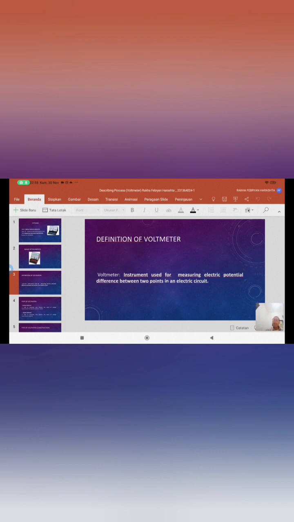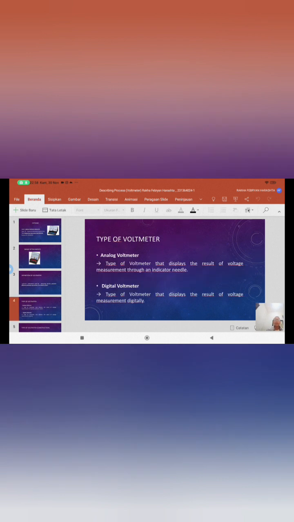Now let's turn to the types of voltmeter. Based on type, voltmeters are divided into two. There is the analog voltmeter, which displays the result of voltage measurement through an indicator needle. The second is the digital voltmeter, which displays the result of voltage measurement digitally.